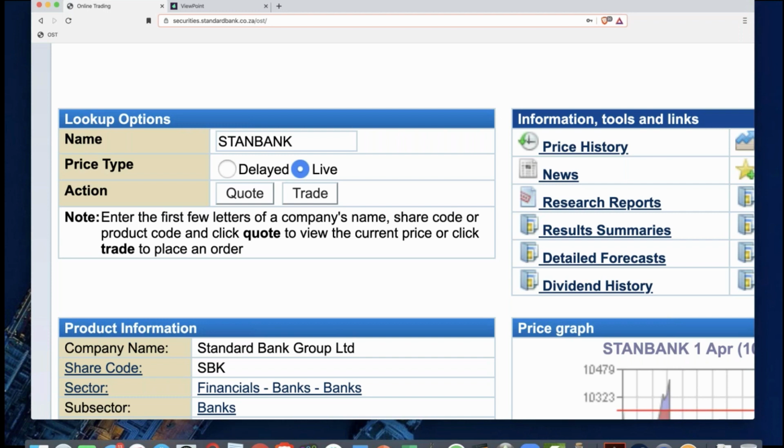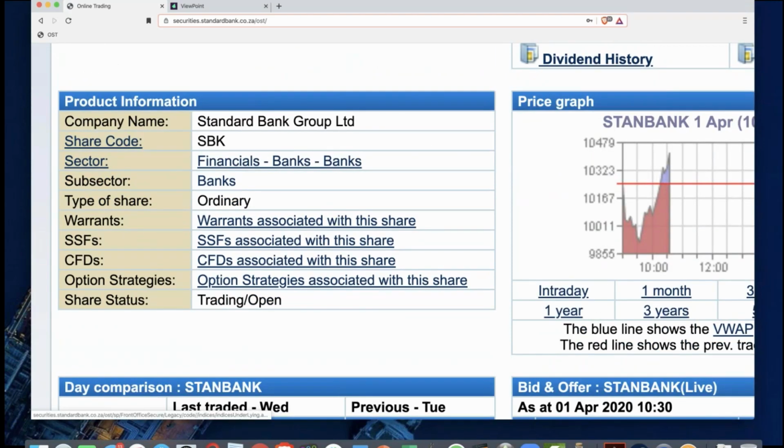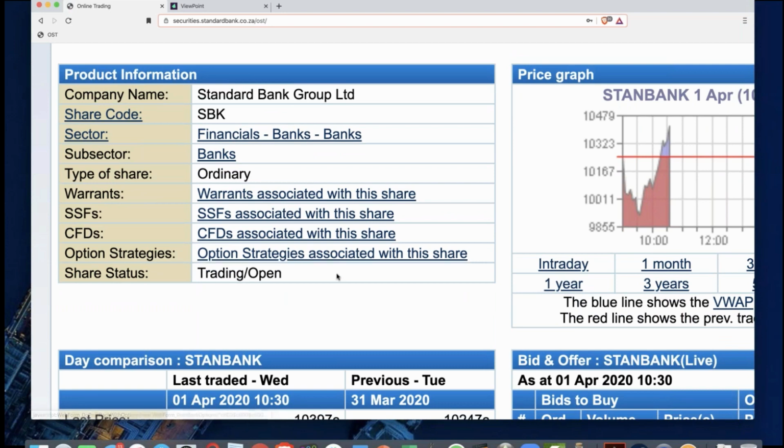Starting on the left-hand side, everything you need to know about a particular stock will be lurking on this page. Some of it you've got to follow other links, some of it is immediately available. Obviously, it's telling us up there that we're looking at Standard Bank. It tells us the share code, which is that 3-letter alpha code that I popped in, the sector, the subsector it's in. If you click on those, you'll go through and see the various other stocks that exist in that space, the type of share it is, any derivatives that are available on it in terms of warrants, single stock futures, contracts for difference, and of course option strategies as well.